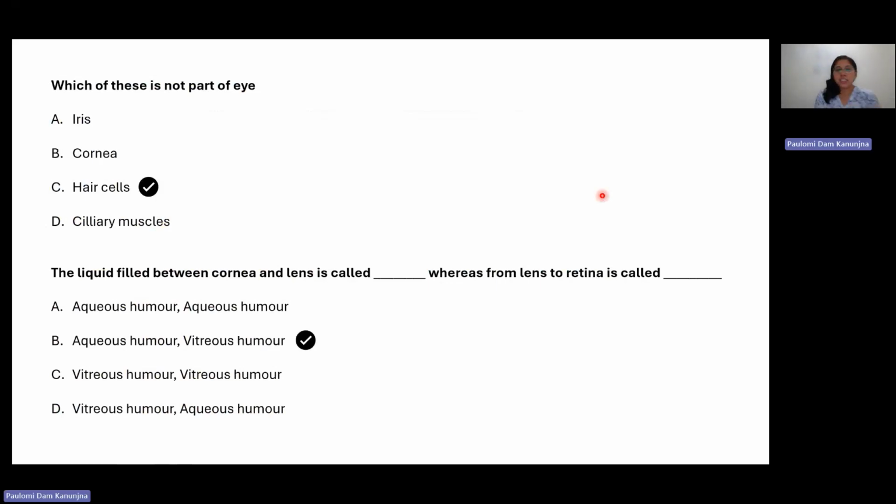Right. So let me give you the answer. The first one is hair cell, which is pretty easy to understand because we have already discussed iris, cornea, and ciliary muscles. For the next one, I told you a cue to remember this. For the liquid filled between cornea and lens, and lens to retina, you can remember it by the anatomy. Whichever part comes first has aqueous humor, and the next part has vitreous humor. So which part comes first? Cornea and then lens, so you have aqueous humor. Lens to retina is vitreous humor.